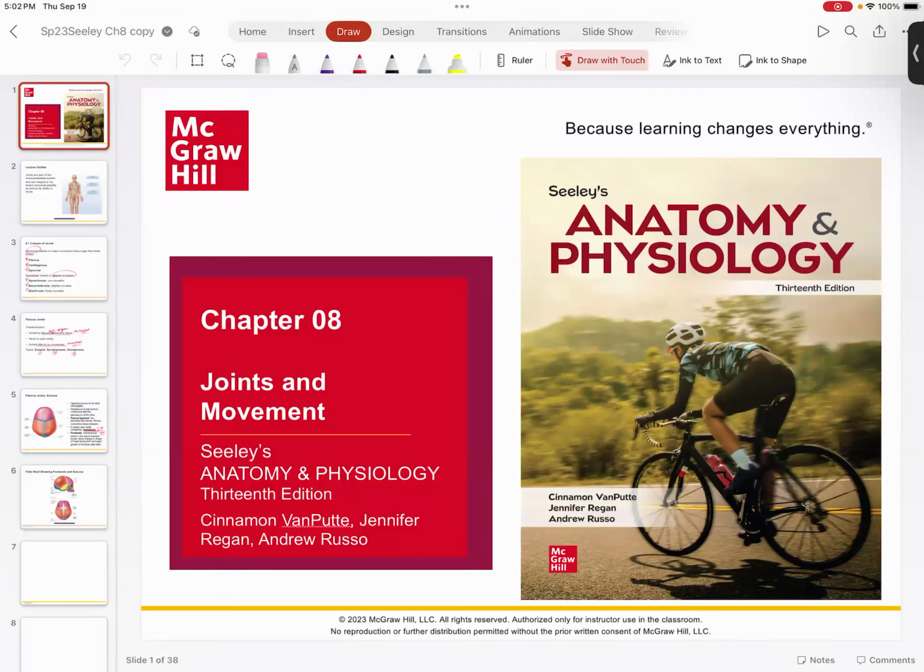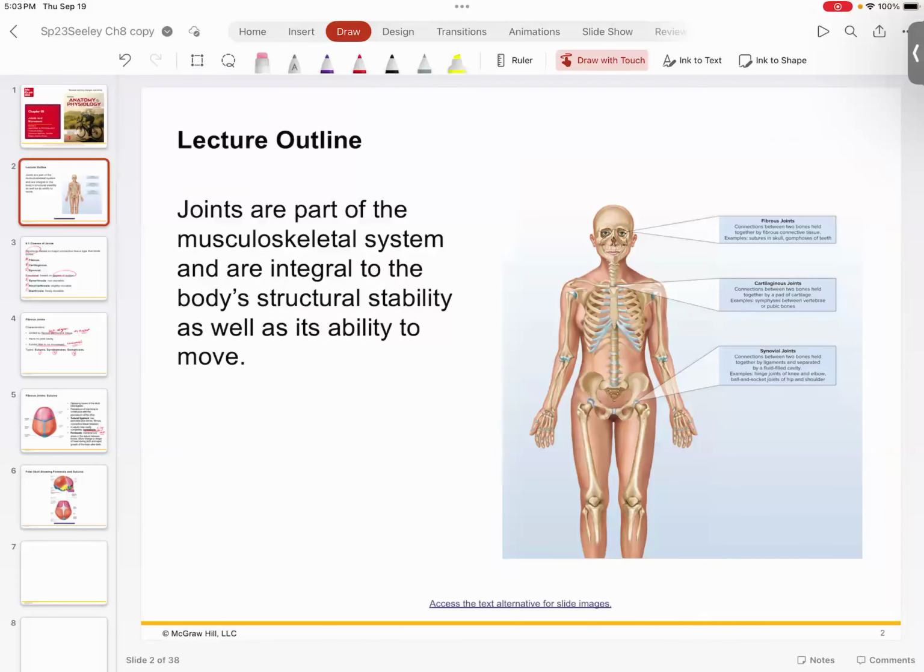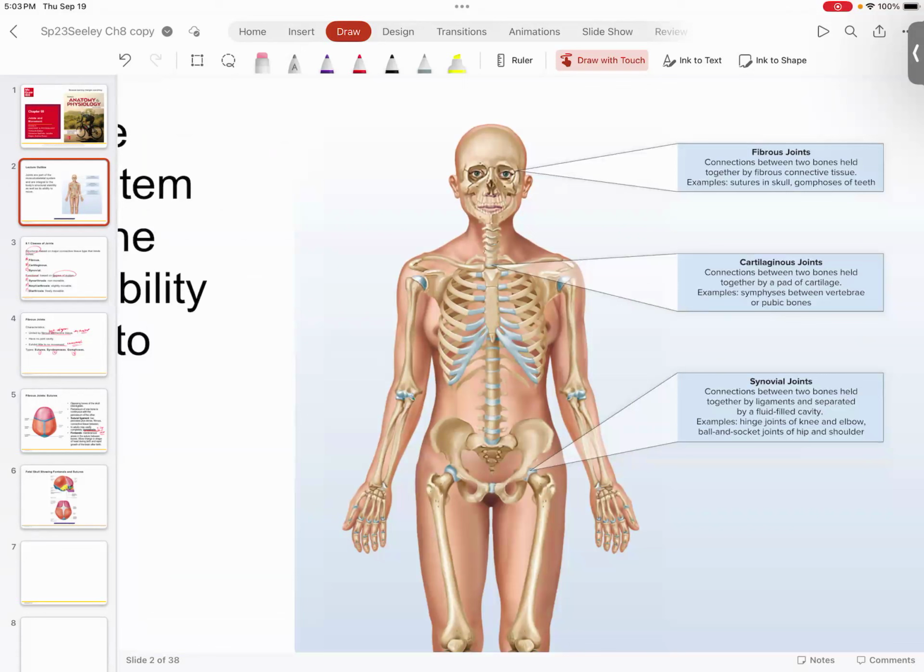Okay, chapter 8. So we're going to be taking a look at joints and movement, and then we'll be moving into muscles. So let's go ahead and kind of sketch things out first of all. We'll be taking a look at sort of the confluence between joints and muscles. And there's several different joints we're going to be taking a look at.